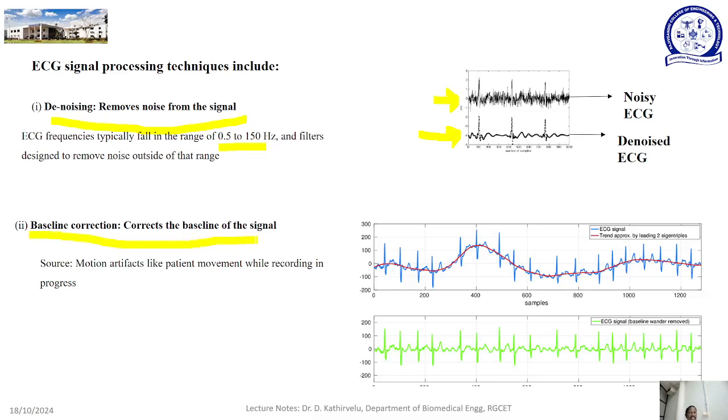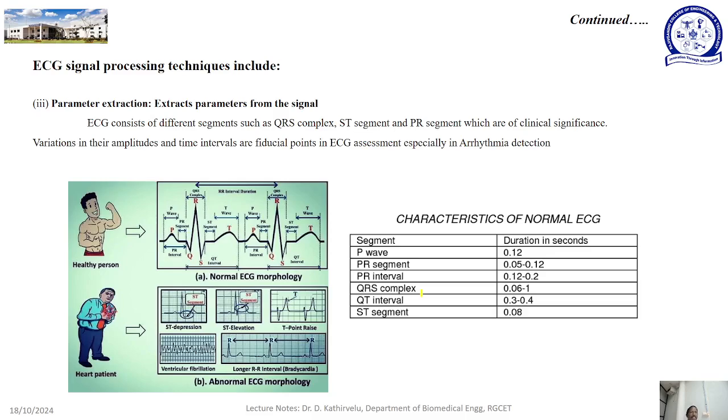Next, baseline correction. What is this baseline correction? You can find here the baseline is not fixed. There is a change in the ECG signal, where it is moving. The baseline keeps shifting. What is the reason for this baseline shift? It is because of motion artifacts. Motion artifacts can result in this baseline wander. So we have to ensure this baseline is fixed, it's steady. Irrespective of the movement of the patient, we have to use proper signal processing tools to remove this baseline wander.